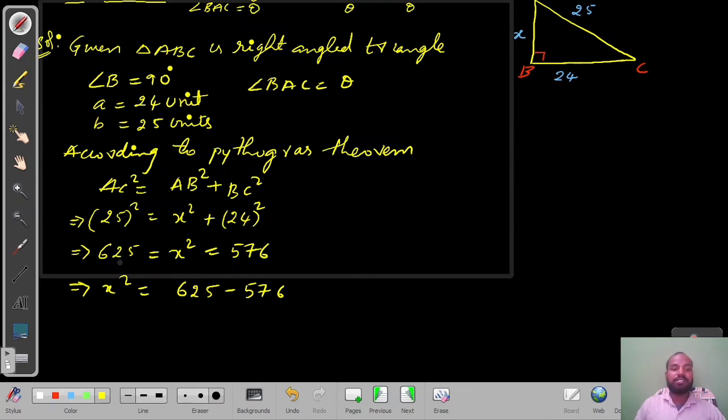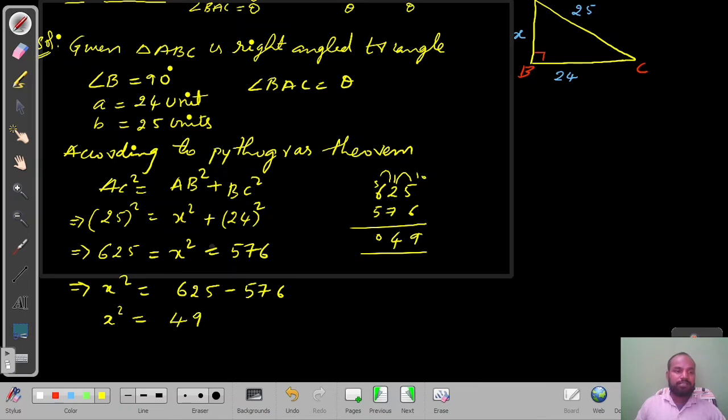What I am doing here is moving the constants to one side and the variables to the other side. So I got 625 minus 576. Now 15 minus 6 is 9. Next, taking the borrow, 11 minus 7 is 4, and 5 minus 5 is 0. So x square equals 49.